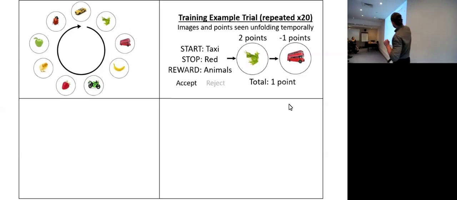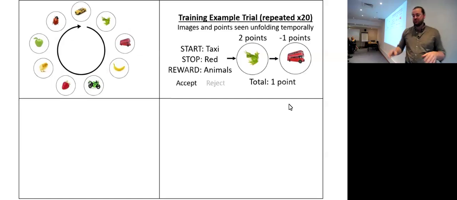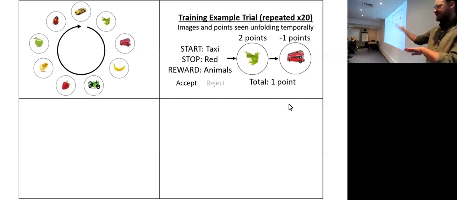What's unique about this training phase is that a given start state, say taxi, is always paired with the same color and the same reward category. So whenever you start in taxi, you always have the same contingency, and you see exactly the same things playing out every time. Which means that every time you see taxi in this case, you should always accept, because it's always going to give you 1 point.